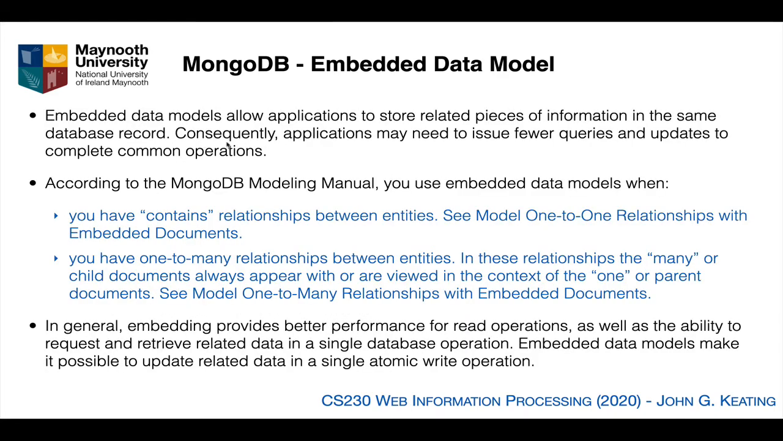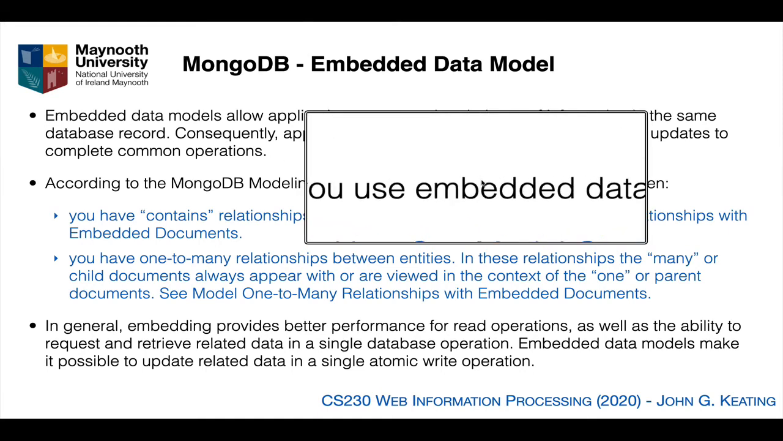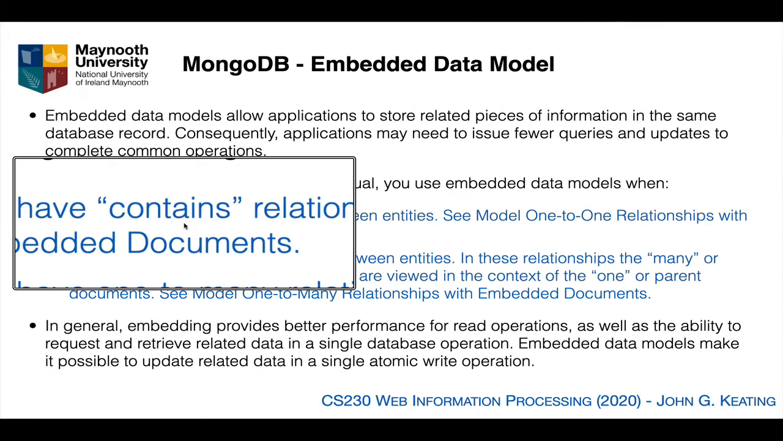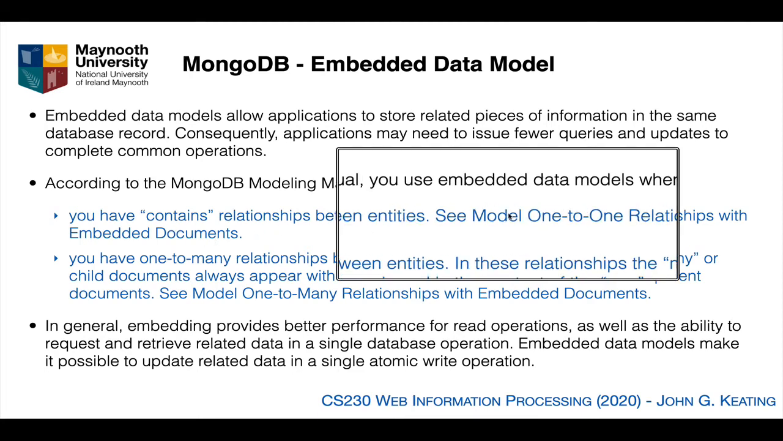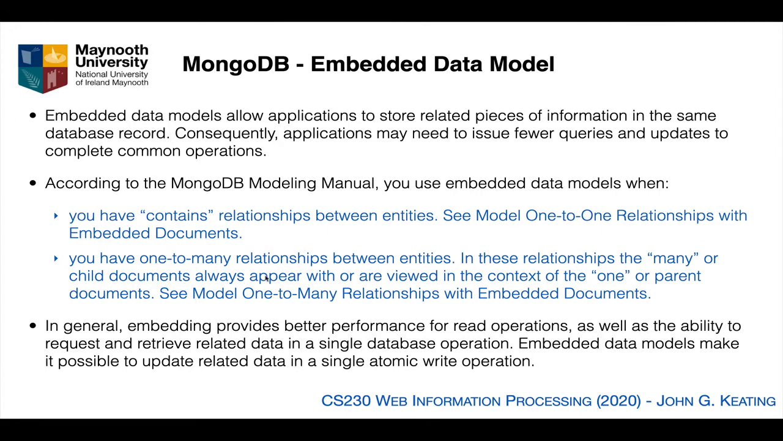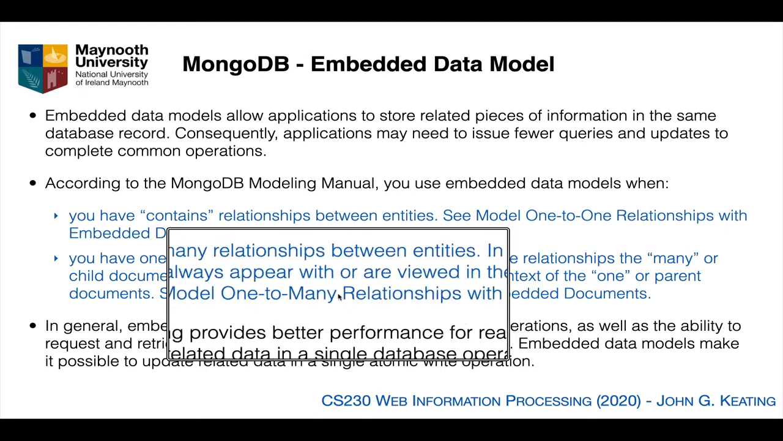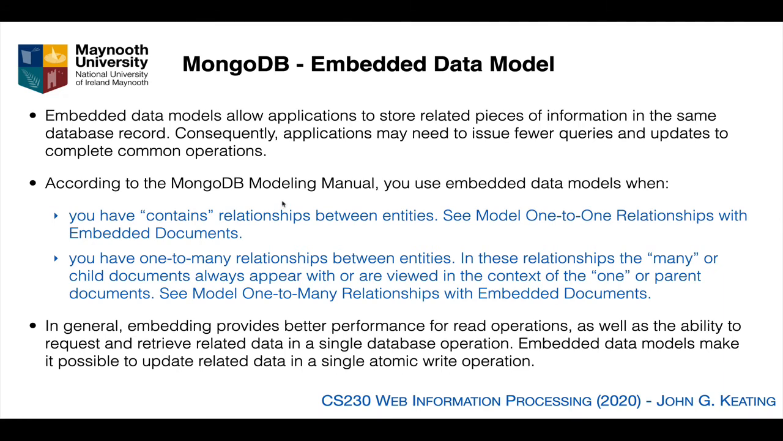Okay, so the embedded data model allows, as I said, you to store related pieces of information in the same database record. Consequently, you may need to issue fewer queries and updates to complete common operations in your database, and that speeds things up for you. So, according to the manual, you use embedded data models when you have contains relationships between entities. So, one-to-one relationships with embedded documents, and that's in the modeling guide, and I'll deal with that in the next lecture. You might have one-to-many relationships between entities. In these relationships, the many or the child documents always appear with or are viewed in the context of the one or the parent documents. And again, you can have a look at modeling one-to-many relationships with embedded documents on the MongoDB modeling manual.